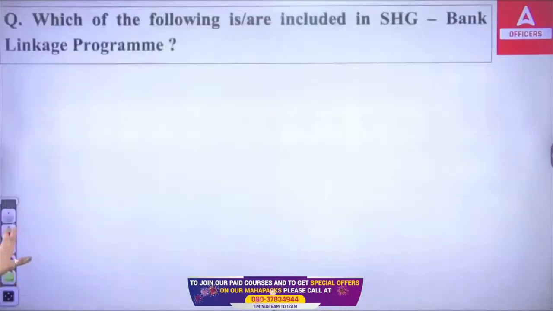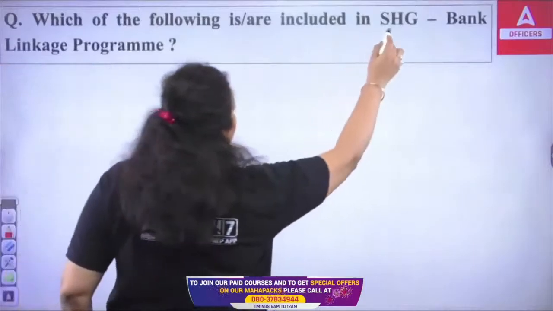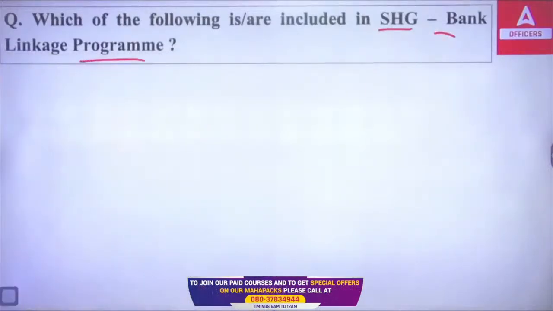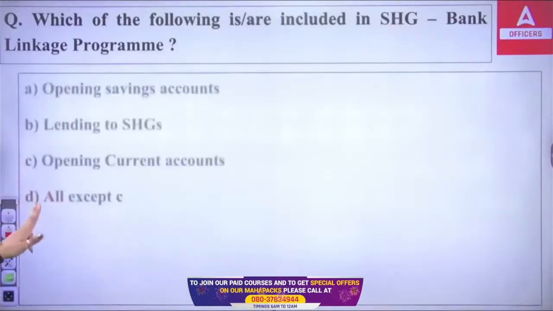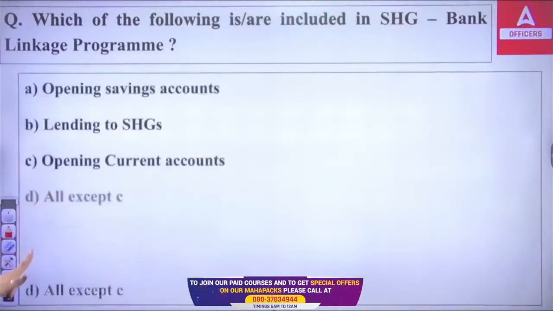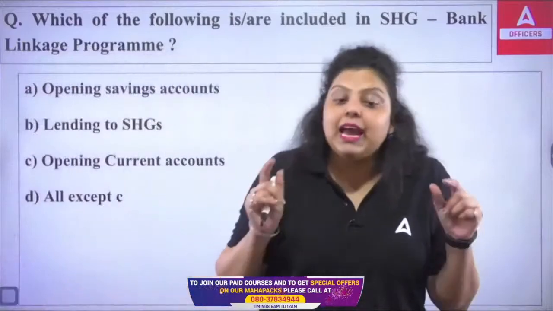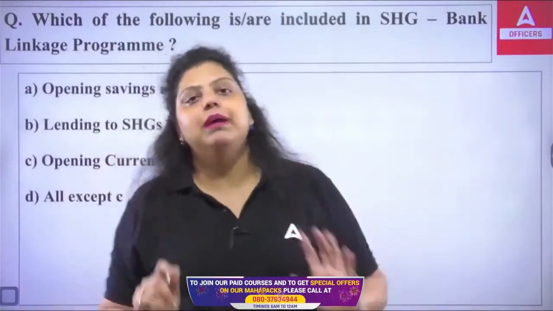Next. Which of the following are included in self-help group bank linkage program? So we have certain options here. Out of that, you have to tell which of the following will be covered under the self-help group bank linkage model. And the options are in front of you. So first of all, what is self-help group? Self-help group is simply a group of 10 to 20 people. It can be all women, it can be women and men combined.